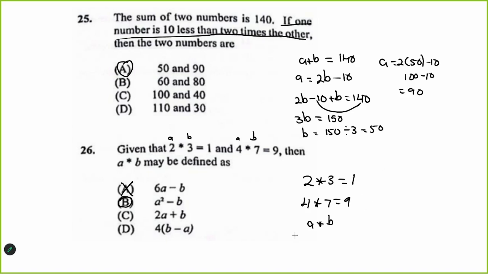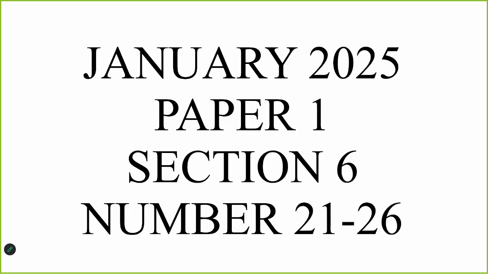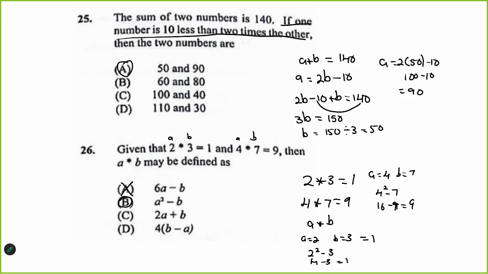So let's just work that out. So I said that A is 2. When A is 2, B is equal to 3. So let's see if that works out well. When A is 2, B is 3, you get 1. So you have 2 squared minus 3, which is 4 minus 3, which is in fact 1. And then when A is equal to 4 and B is equal to 7, that's 4 squared minus 7, which is 16 minus 7, which is in fact 9. And you are getting 9 here. So the only answer that this works for is B. Right? And that is the end of May, June 2025.